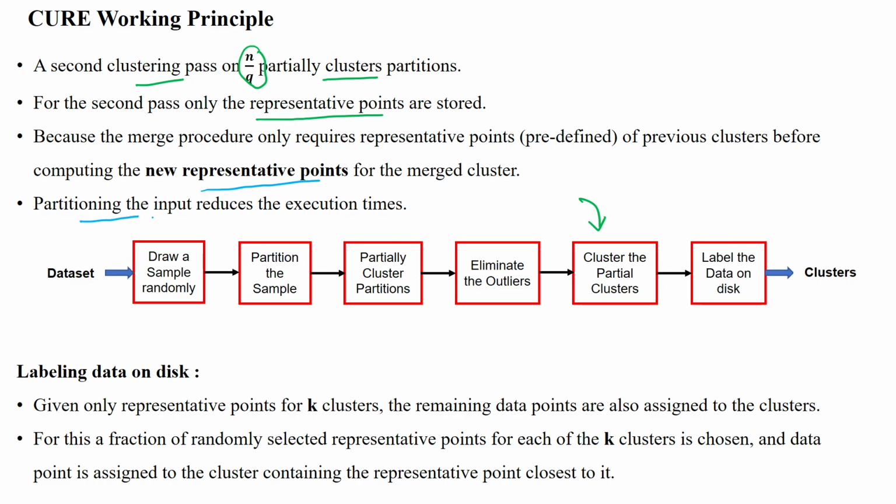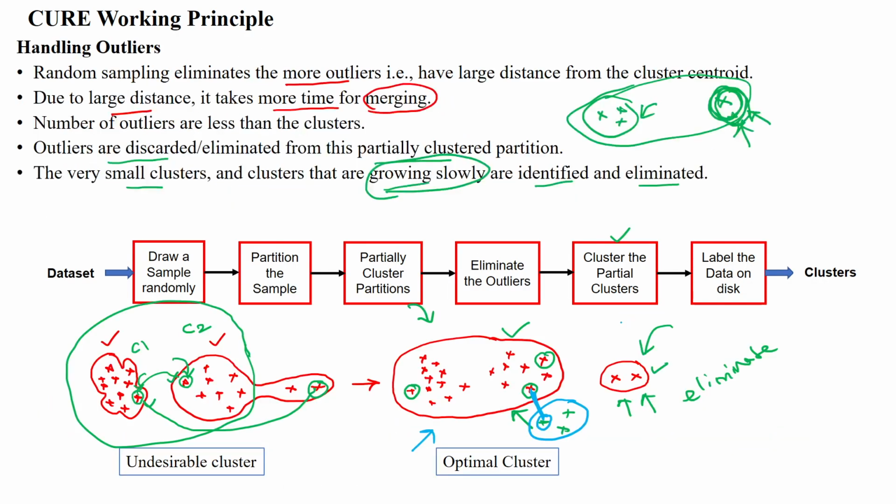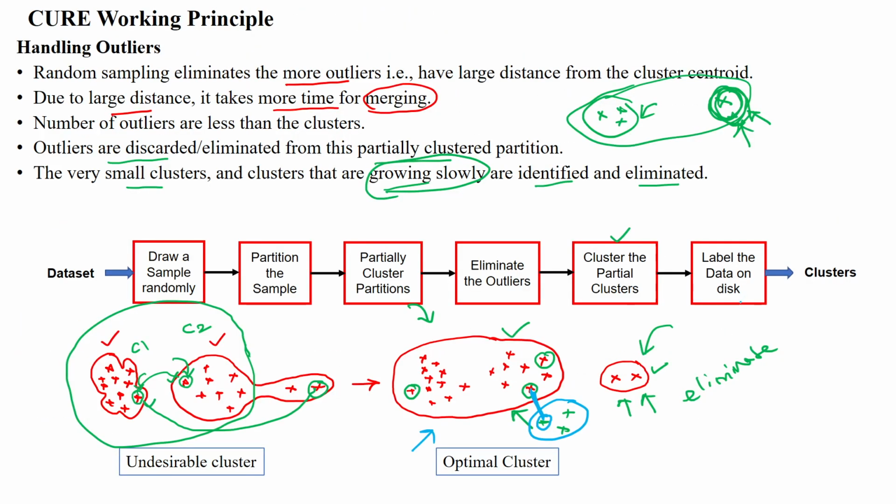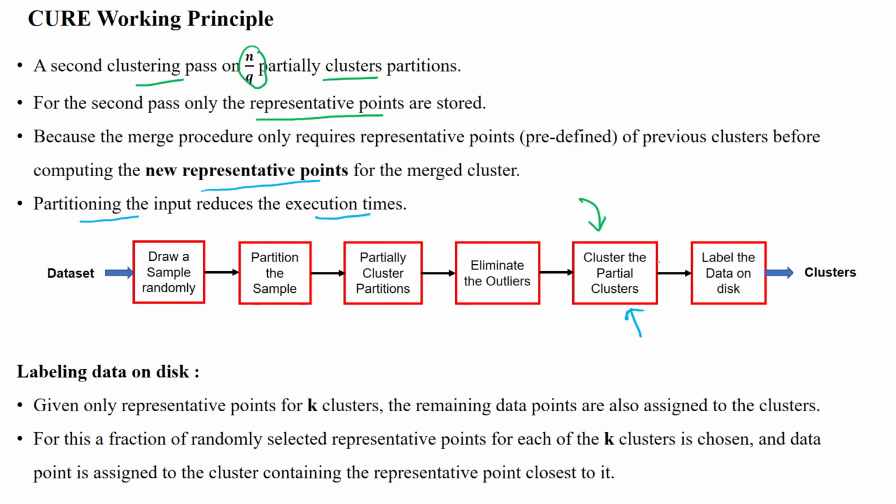Partitioning reduces the execution time. Finally, after getting this big cluster, we get the clusters like this. After that, we have to label them. This one will be given the label C1, and this one will be given the label outlier. Finally, we write the label to each and every clustered data point, and then it is stored on disk. That is what we have to do.